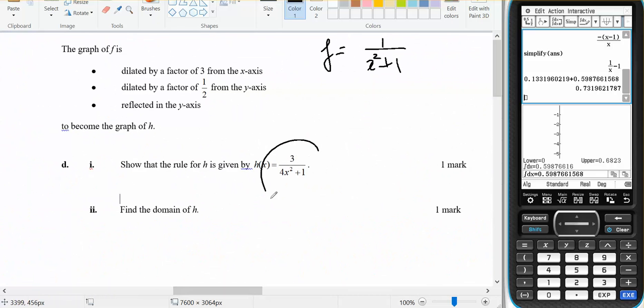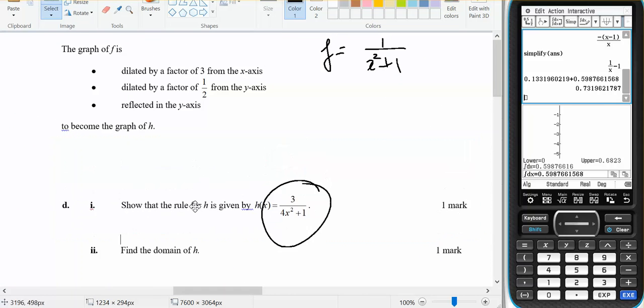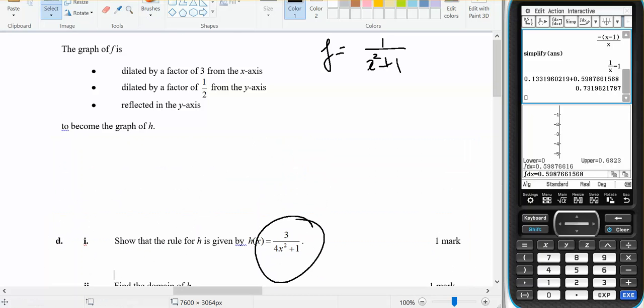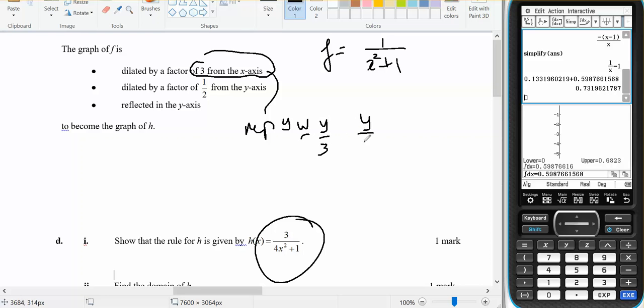And I've got to show that it equals this when these dilations occur. Okay, so if you dilate by a factor of 3 from the x-axis, you replace y with y on 3. So y on 3 equals 1 on x squared plus 1. So y equals 3 on top of x squared plus 1.